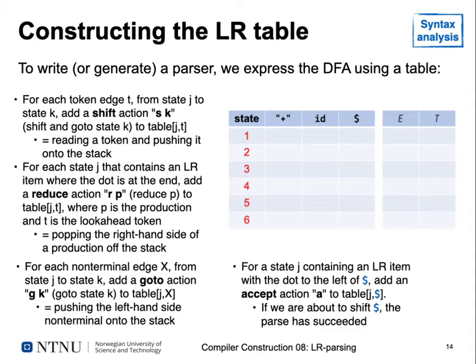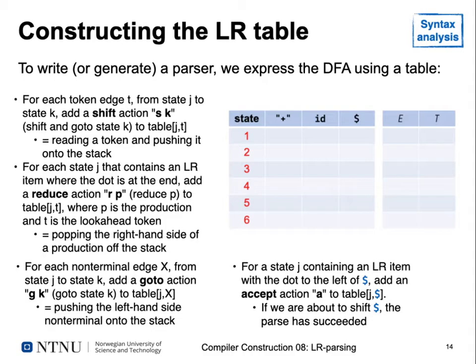So for each token edge t we've just added to our graph from a state j to a state k, this means that we're consuming this token t. So we add a shift action, which is just S for shift, and then a k for going to some subsequent state k, to our table at the position that indicates the current state and the current token, so the position j,t in our array.